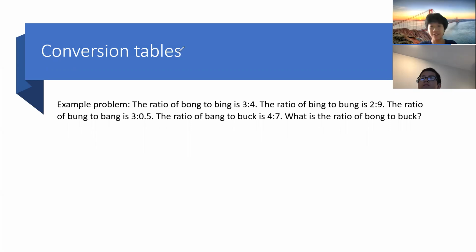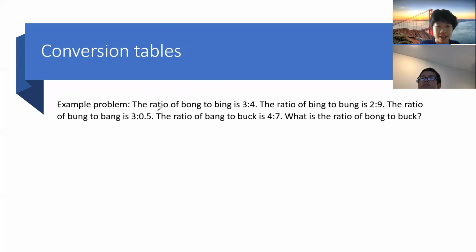Okay, so we've got to convert these ratios a lot. We got to go from bong all the way to buck through all these conversions. So how do we do this? Well, we could take it step by step, but you'll get confused very quickly, and there's a lot of room to make mistakes. I know some of you got this right on the placement test, but it was probably very hard for you because you got to do so many calculations. So this is where conversion tables come in. This makes things a lot simpler and it reduces confusion.